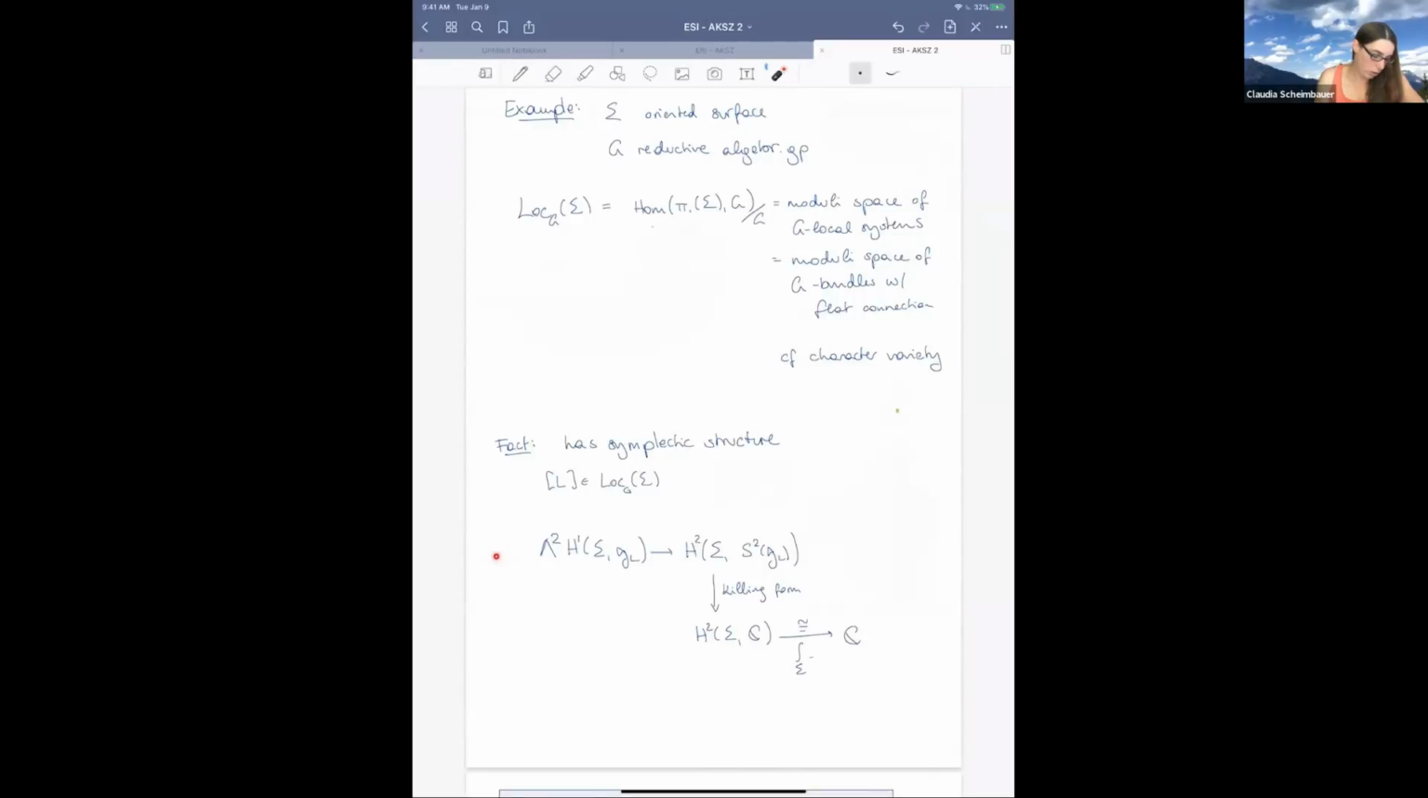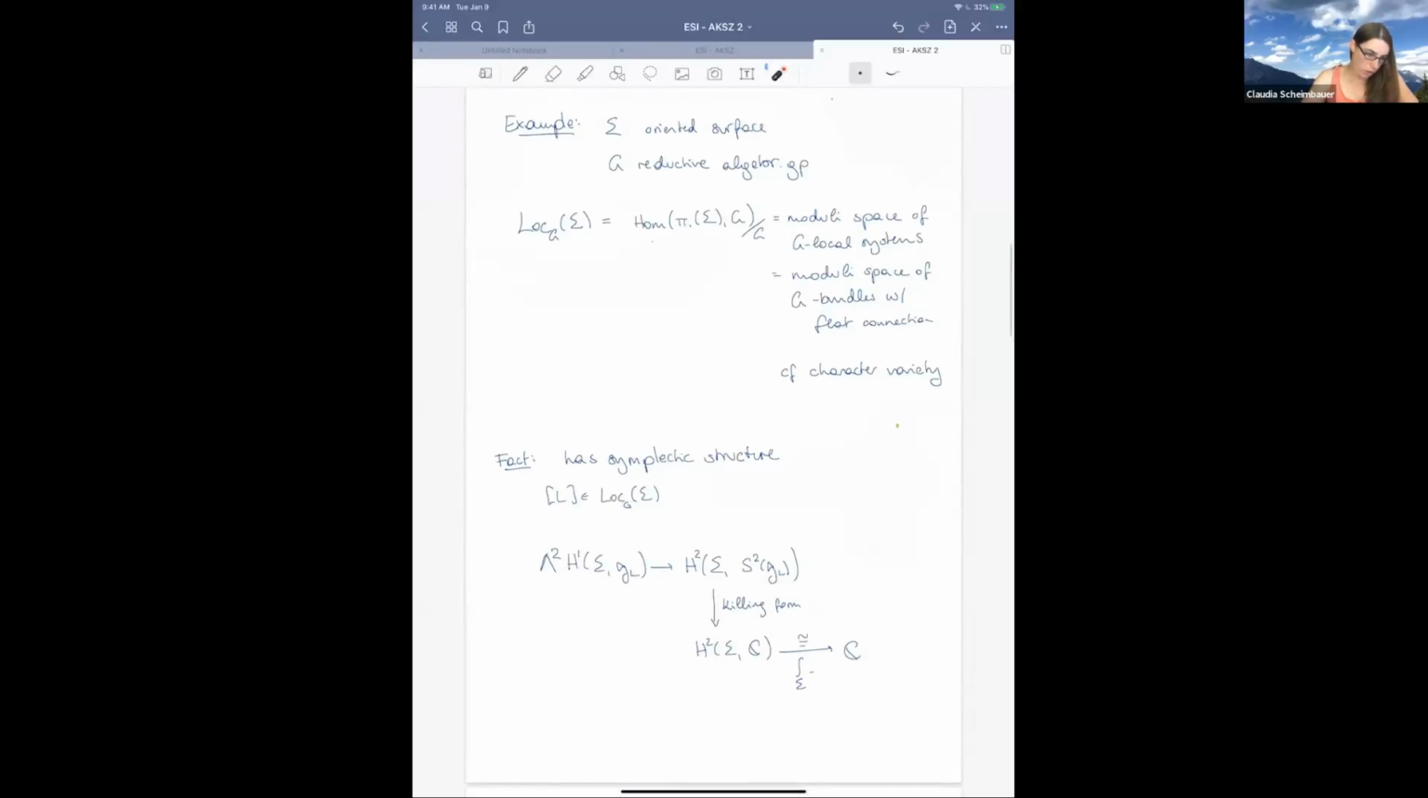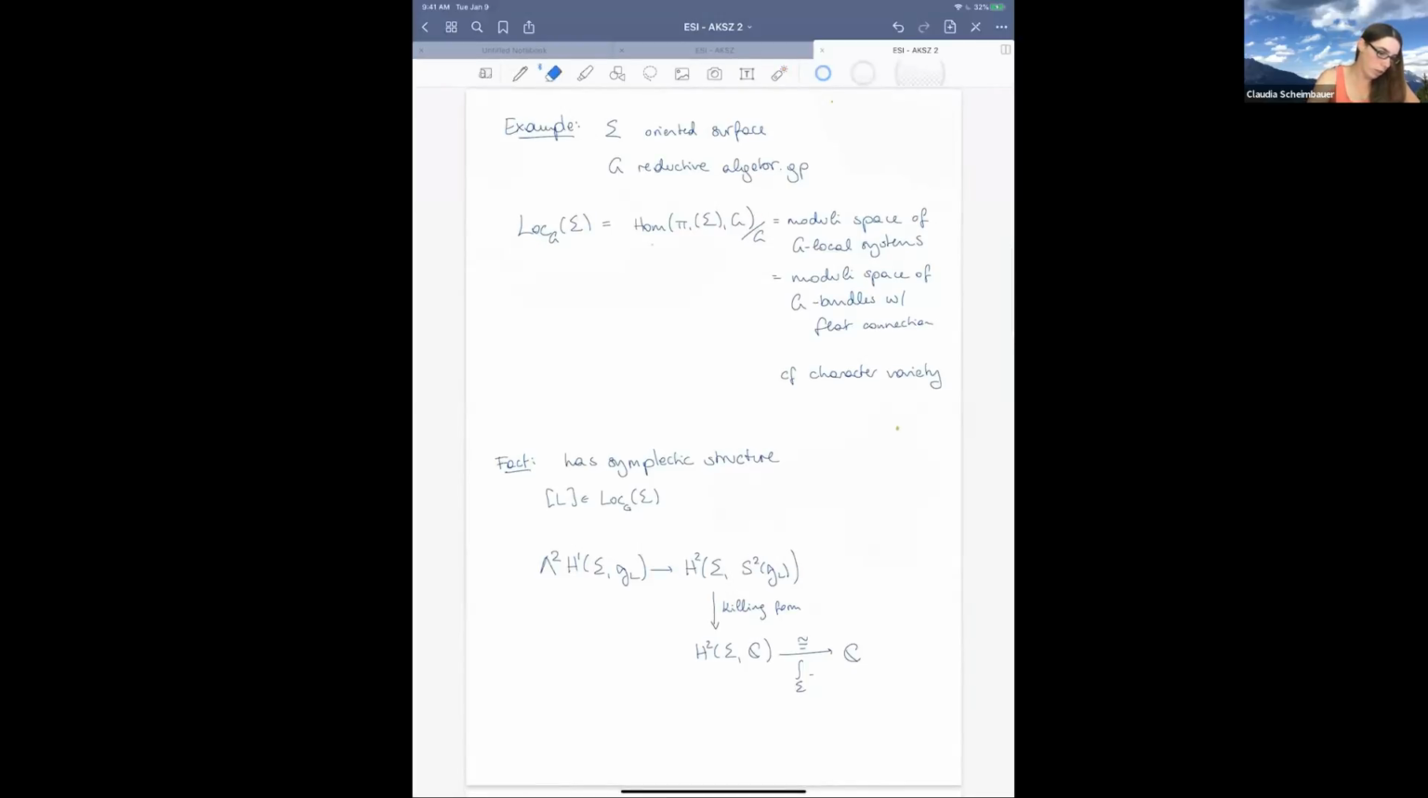So basically what we do is, if we wedge two copies of H1 of sigma, then we can pair the forms, we get into H2. Then on the second part, we can use our Killing form. We have a reductive algebraic group, so we have a map from S2 of G to C. And then H2 of sigma is just isomorphic to C. So we get a map like this. And in fact, this is actually a symplectic form. So it's not just a map, it also has a non-degeneracy condition. So let's see where the derived algebraic geometry comes in here.